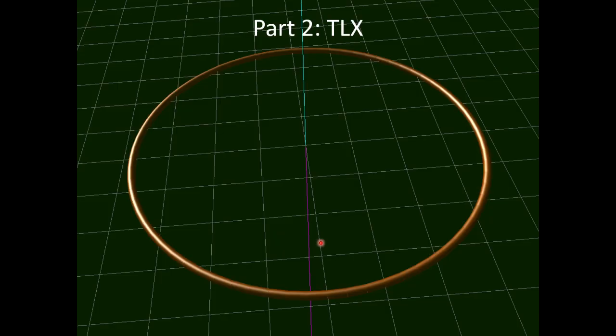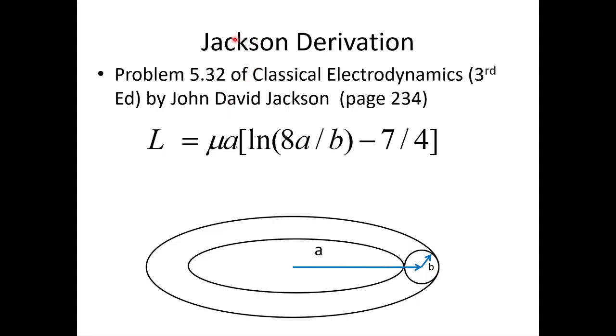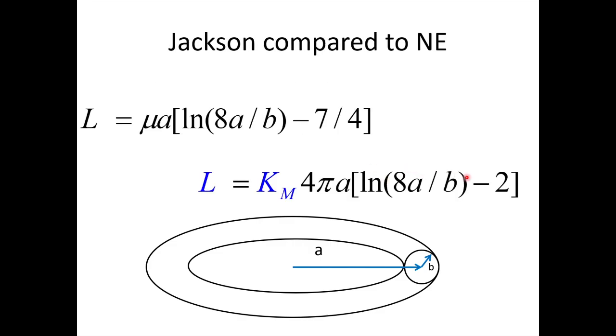So the first experiment we're going to look at is the tri-loop experiment. The tri-loop experiment is looking at the inductance of 3 loops of wire. Okay, in the textbook by John David Jackson, page 234 of Classical Electrodynamics, 3rd edition, he has the inductance of an inductor where the radius of the loop of wire is A, and the radius of the thickness of the wire is B. And this is the equation. This is what New Electromagnetism version 5 predicts. I'm comparing that with John David Jackson here.